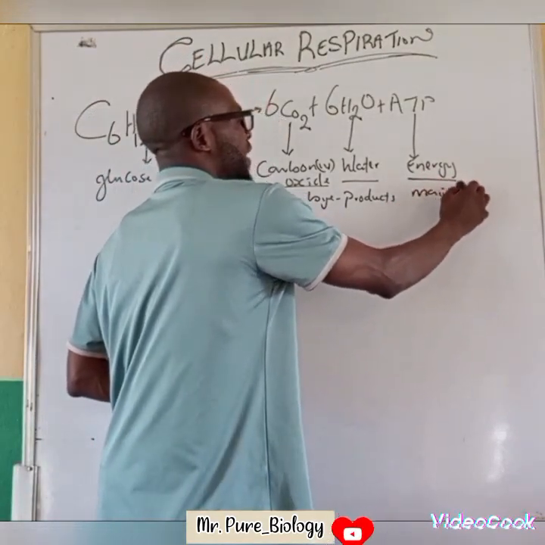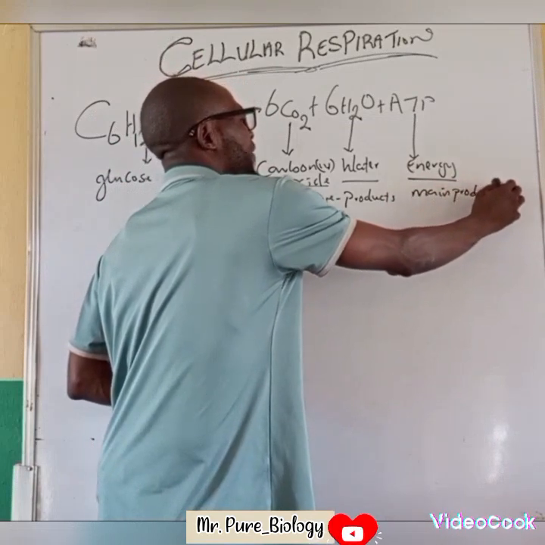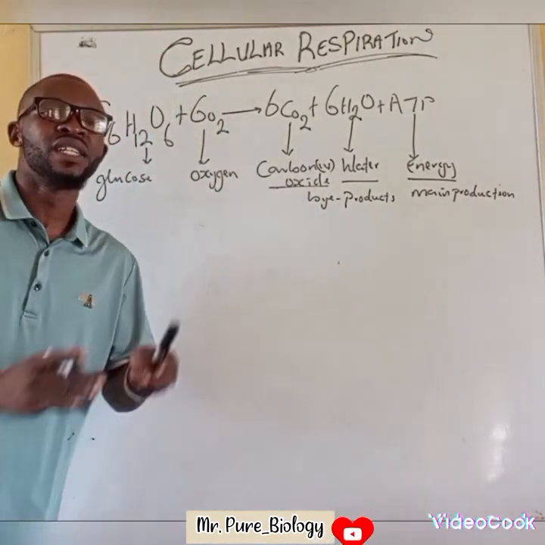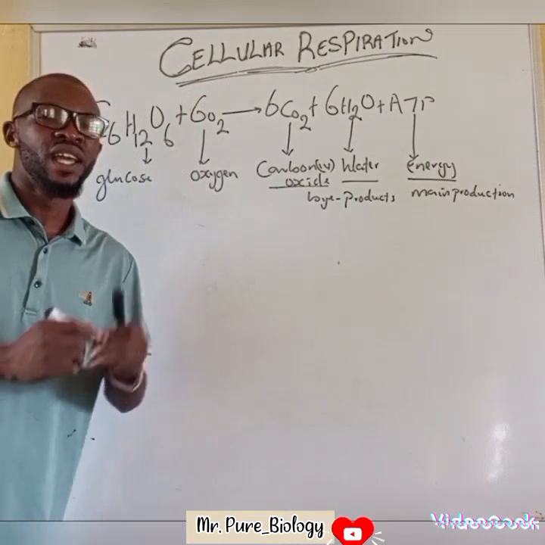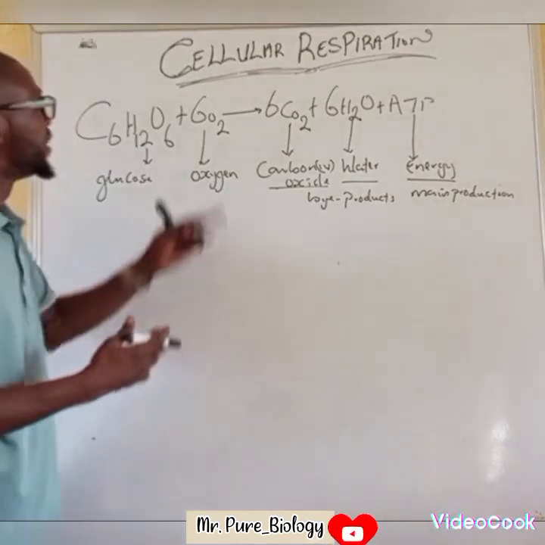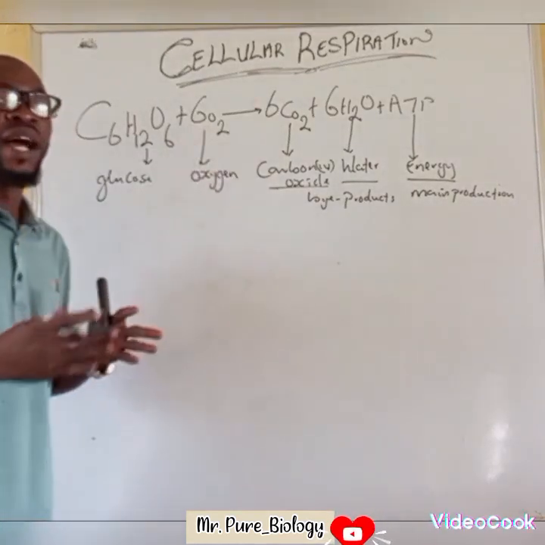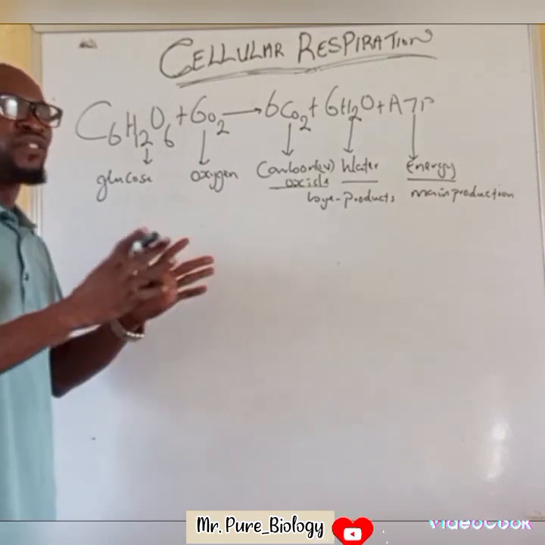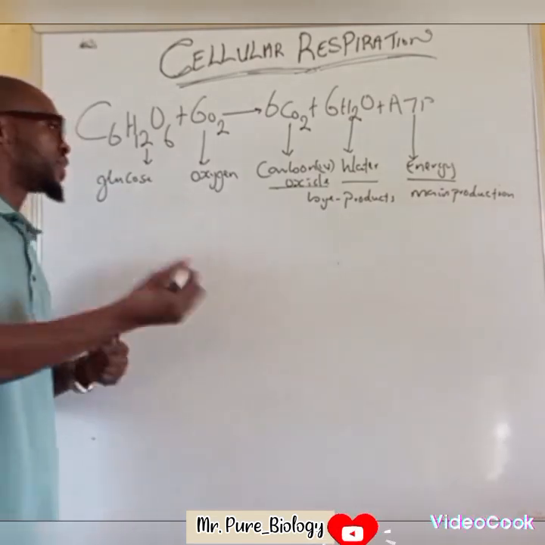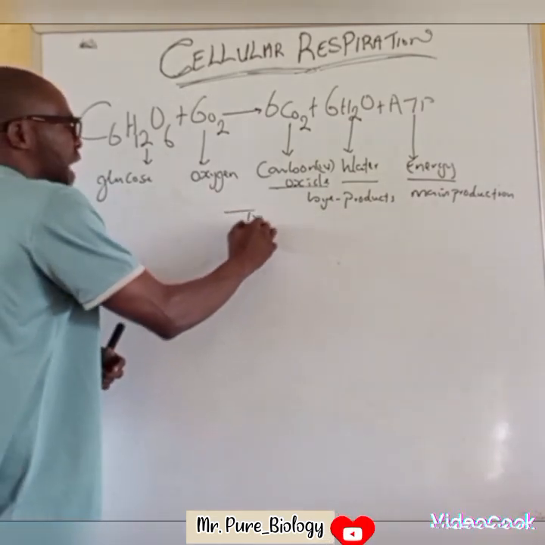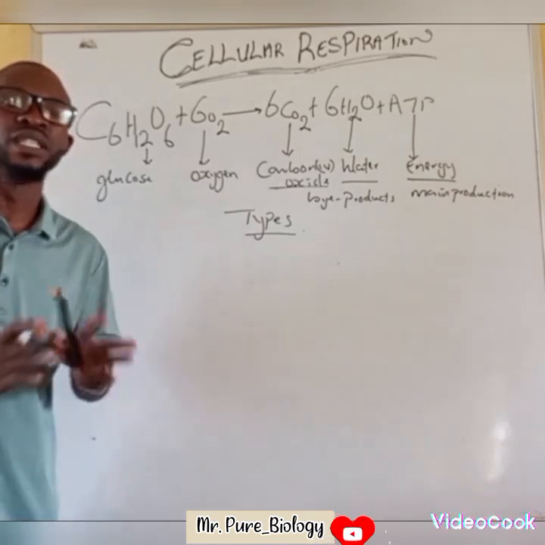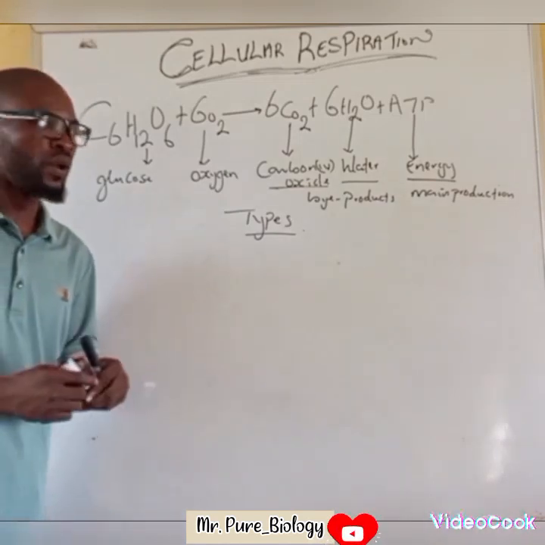The main product is the essence of having cellular respiration, because cellular respiration aims at releasing and generating energy. Now, we can see a case where oxygen may not be involved in the breaking down of the glucose. For this case, there are two types of cellular respiration. Let's look at the types of cellular respiration. This is based on whether oxygen is involved or not.